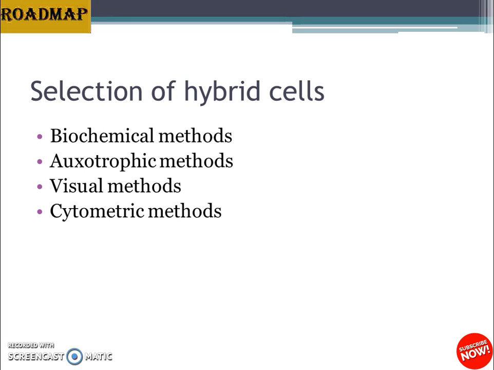So the cytometric method is carried out with the help of flow cytometry and fluorescent cell sorting technique, which is done for the analysis of the plant protoplast and to maintain the viability of cells. The same technique is used for the sorting and selection of the heterokaryon. So this is about the different methods for the selection of hybrid cells. The methods are biochemical methods, visual method, and the cytometric method.